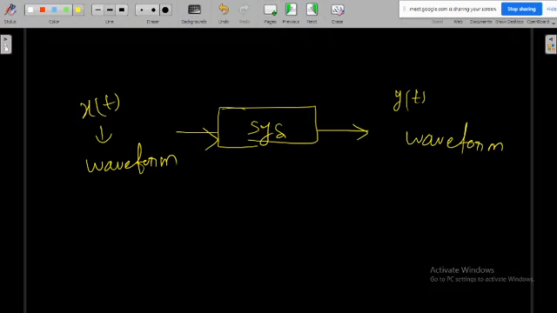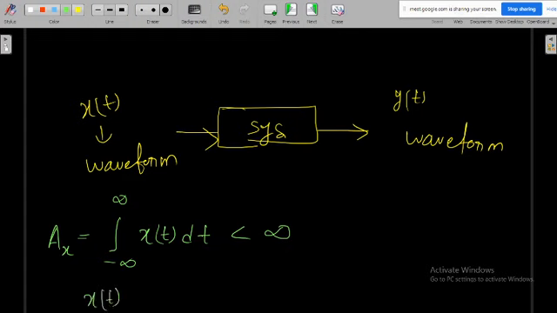You just calculate the area under this signal. What is the area under this signal? That I will call ax, that means area under the input. If you want to find out the overall area under the signal, then you have to integrate from minus infinity to plus infinity x of t dt. If this integral is less than infinite, that means some finite value, then x of t is bounded.